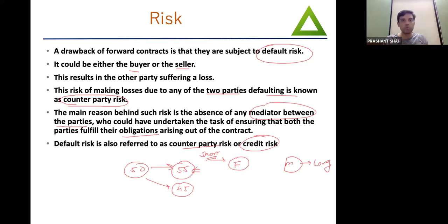So that was like good to go with derivatives. So we have started with forwards. In the next session, I would be discussing futures.